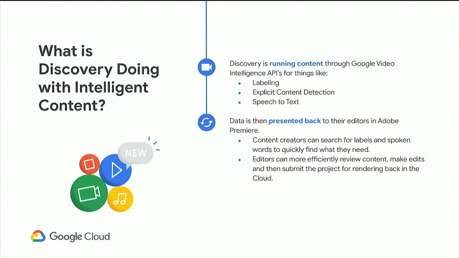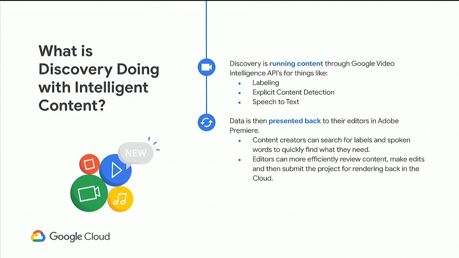So let's talk about what Discovery is doing today. Discovery is utilizing our Video Intelligence API to do labeling, explicit content detection, speech-to-text transcription, and all of those things are allowing their editors to search for labels right in Adobe Premiere. It allows them to find words that people said. You can search through that content and find where somebody said something in a piece of content.